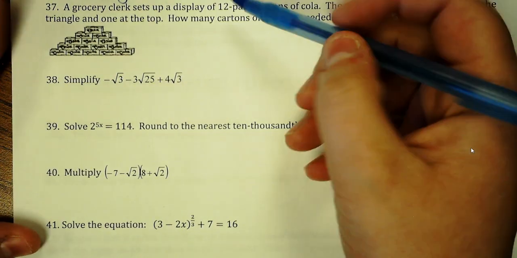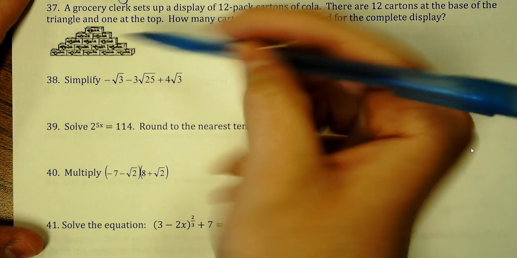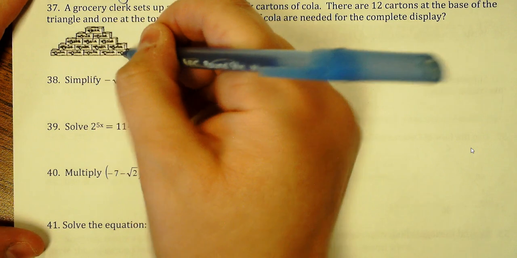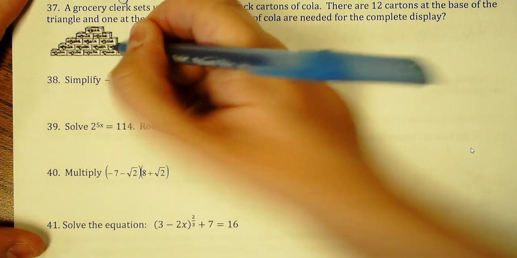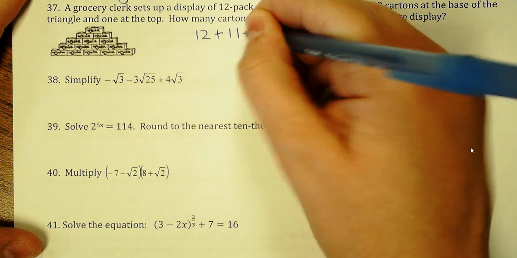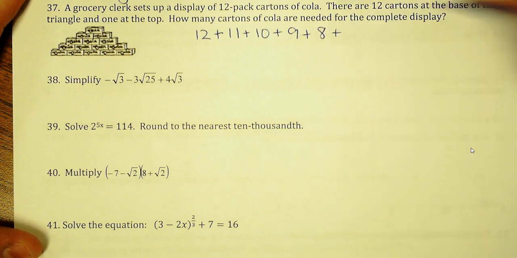So it says we've got to display 12 packs of cartons of cola on the base and how many are at the top. So if you guys look at this, you got 1, 2, 3, 4, 5 in the display, 1, 2, 3, 4 in the next row up. So if we have 12 on the bottom, each row has one less, so we would just add these guys up.